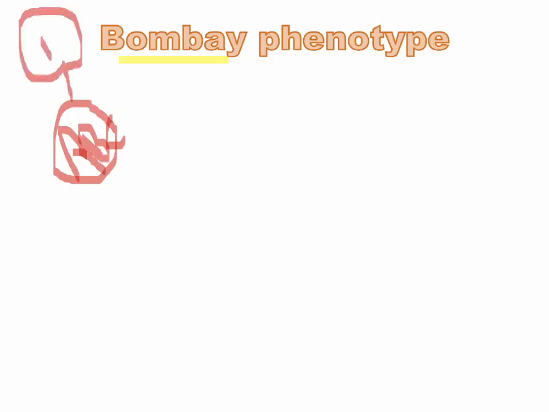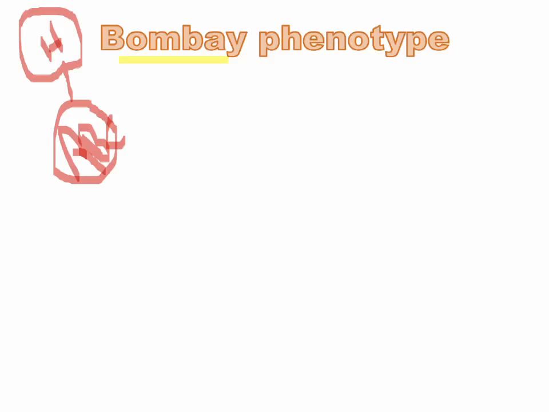So now we're going to talk about a phenomenon which is called the Bombay phenotype. It holds the name Bombay because it was first discovered in Bombay in India. Before explaining this phenotype, I want to explain something to you. On the surface of the RBC, there is an antigen which is called the H antigen. Have we mentioned the H antigen before? No. We have mentioned before the E antigen, the D antigen, and the B antigen, right?